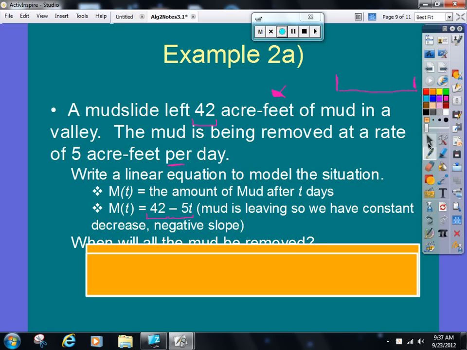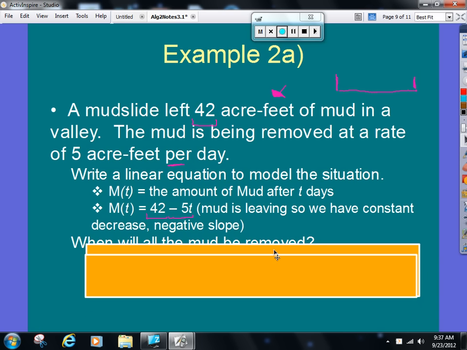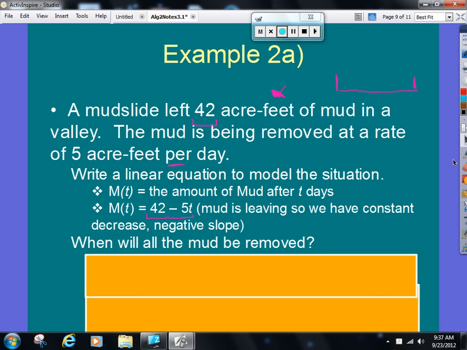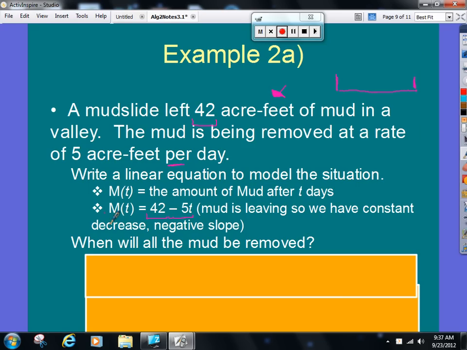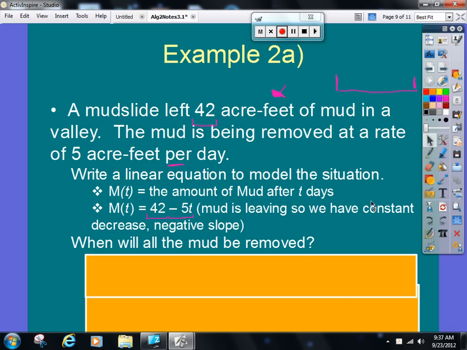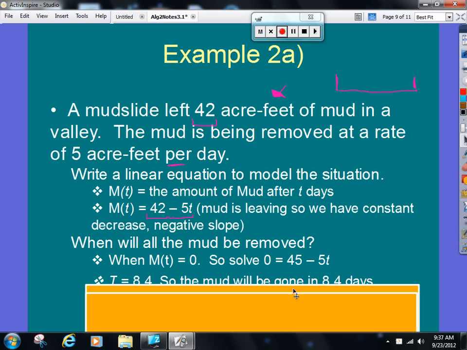This is trickier. When will the mud be removed? When will it be removed? Well, we're looking for time. When is the question of time. We are going to let m of t equal 0. That is when the mud will be removed.